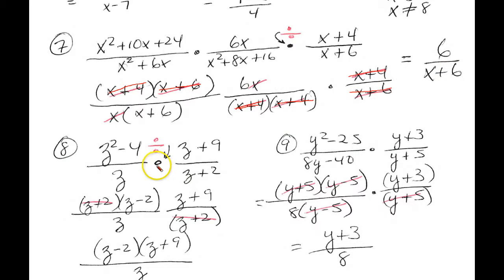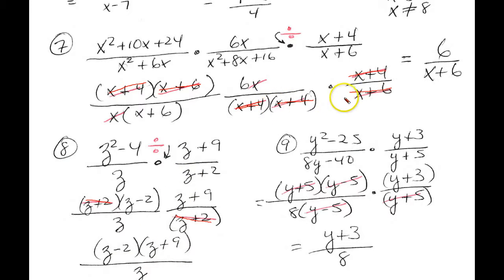And again, this was originally set up as a division. I changed it to multiplication and flipped this. The only one that can be factored is this one. I factored it into its conjugates, canceled out these, and then I have this over z. And they do want you to leave it in factored form.